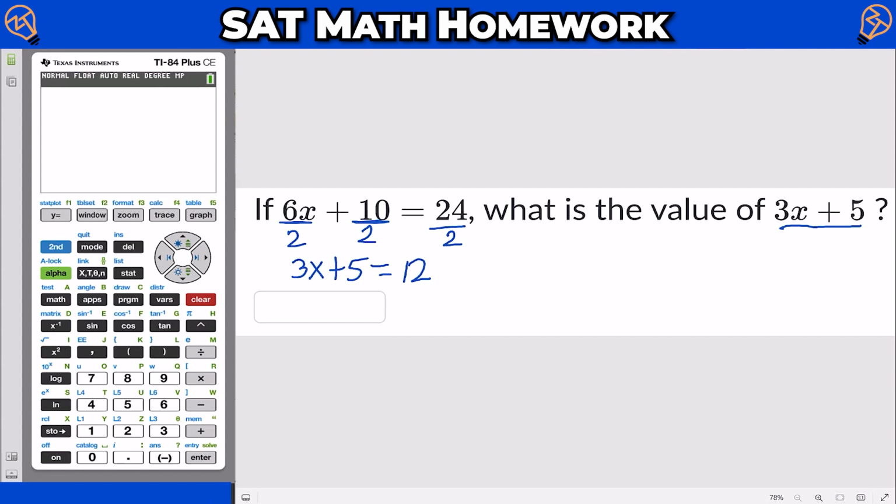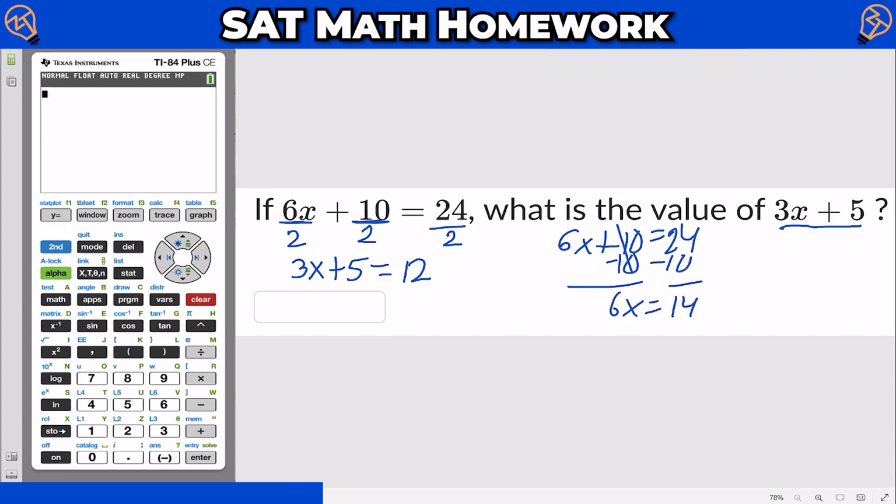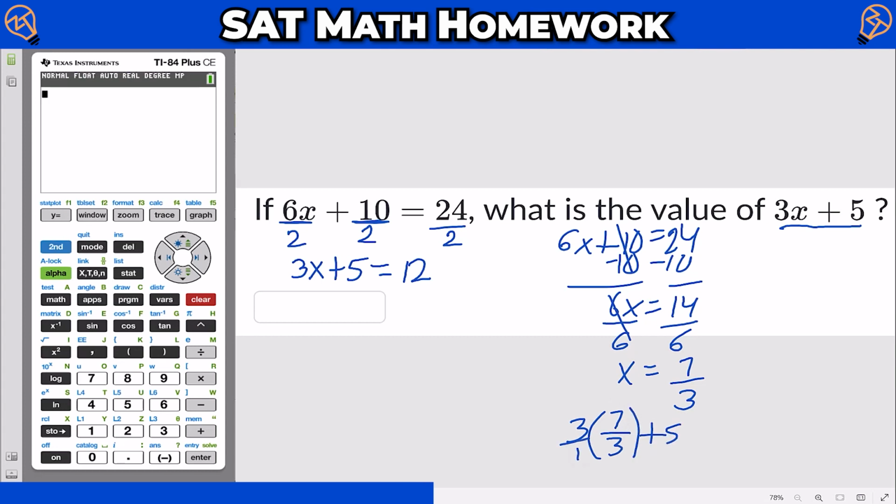However, if you didn't recognize, oh, I could just divide everything by 2 to get there, and instead try to actually solve for x first, well, that's okay. And you could do so by simply subtracting 10 and then dividing by 6. Obviously, that doesn't work out too nicely. You could reduce it by dividing both the numerator and denominator by 2. And since they want 3x plus 5, well, the nice thing there is when I multiply here, if I simply put the 3 over 1, I can see that these 3's cross cancel. And now I have 7 plus 5, which also produces 12.